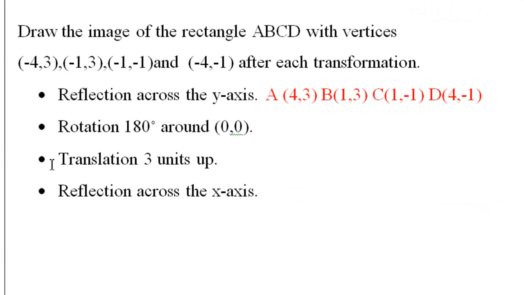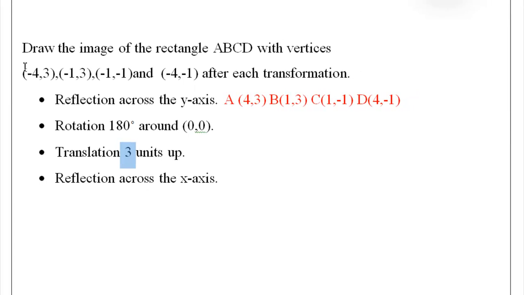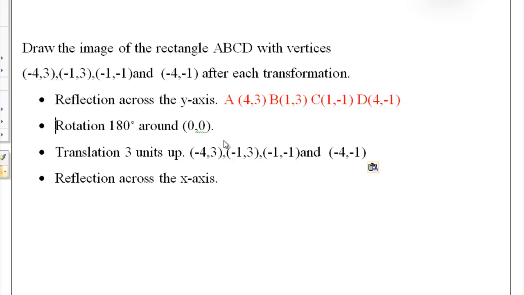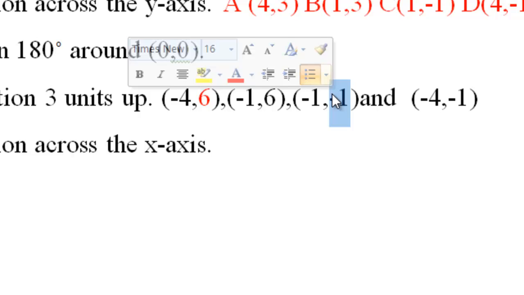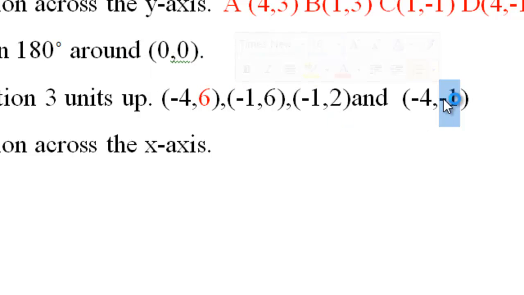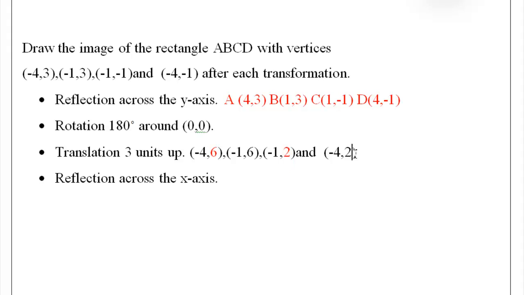Now I want to make a translation 3 units up. Up and down we will change in y. Up means add, down means minus. So we will add 3 units here. 3 plus 3 equals 6. Negative 1 plus 3 will be positive 2.